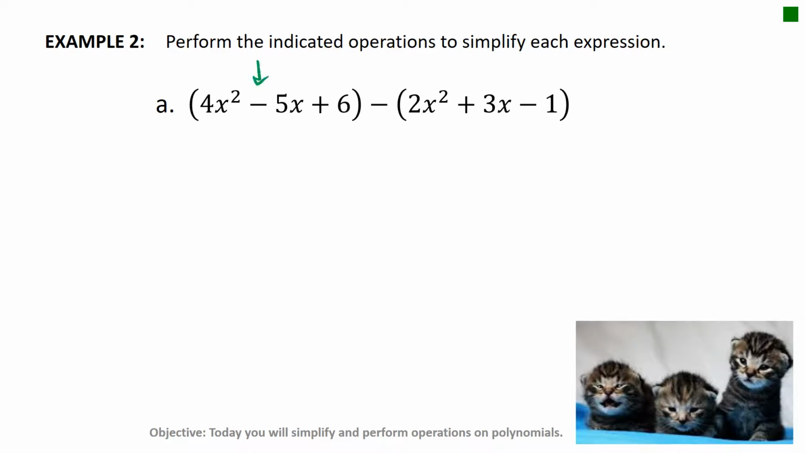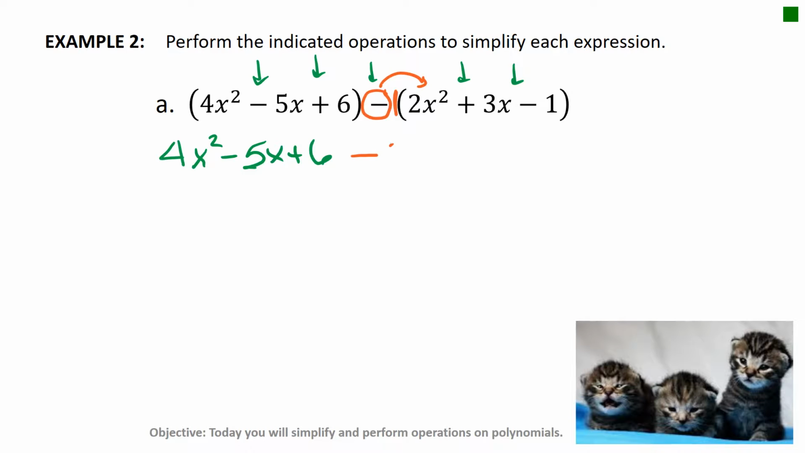These have a bunch of minuses and pluses, so these are done differently. These are not just brought home to houses. On these, you're going to rewrite the first one. 4x squared minus 5x plus 6. Then, when you take care of the second one, if there is a negative here, that's the same thing as a negative 1, and you're going to distribute it.